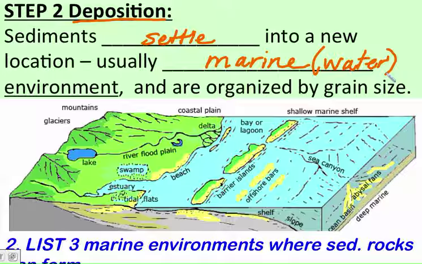Okay? And because the water has different flows to it, what we normally see is that the sediment then starts to be organized by grain size. So if it's a really strong flow, I usually tend to have rocks that are bigger. If it's a slow-moving, gentle flow, it can't carry those big rocks, and we tend to see just small grains within that water environment. So they do get organized depending on the speed of the water in that environment.